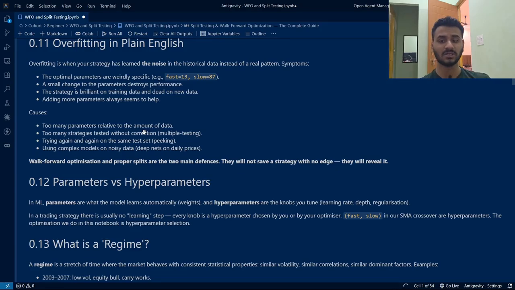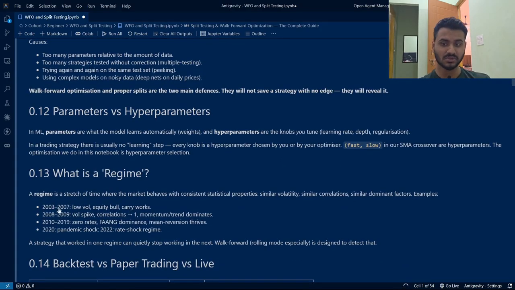Now, what is a regime? A regime could be 2003 to 2007, a low volatility equity bull, where carry works. In 2008, volatility spikes and correlations rise. Almost every stock and asset correlates to one. Basically, if one is going down, everything is going down. Momentum and trend dominate. Zero rates in 2010 to 2019, FANG dominance, mean reversion thrives. Then 2020 was your pandemic shock. 2022 was your rate shock regime.